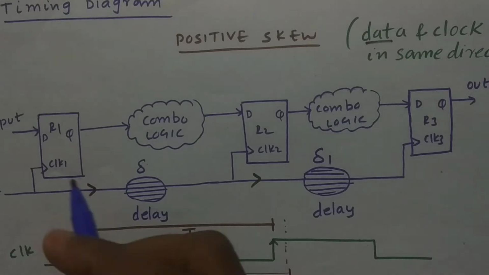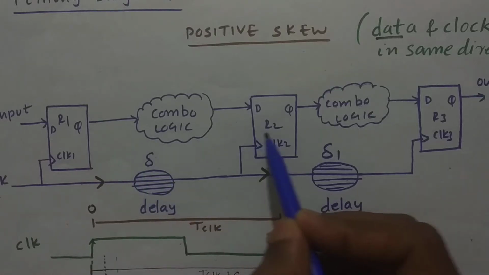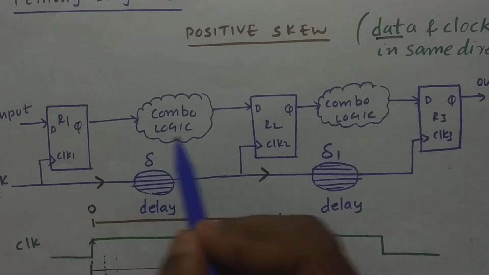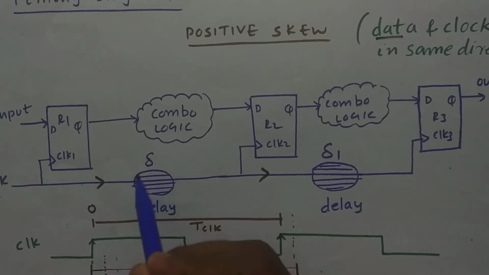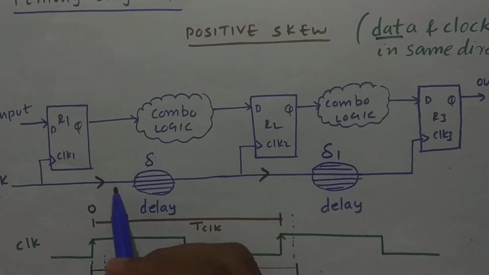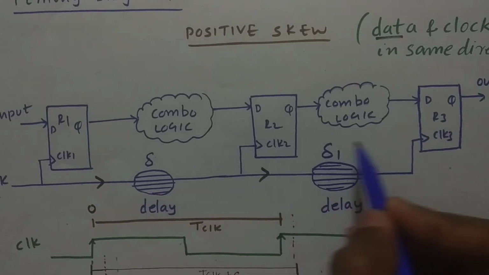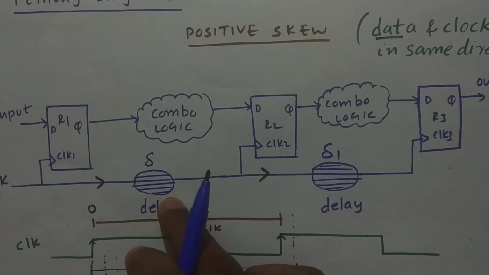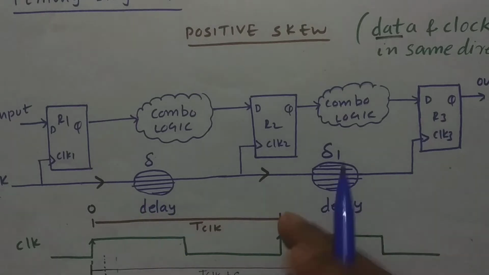Now I'm going to take this example where we have three flops R1, R2 and R3 connected with some combinational logic in between, and the clock delays are also considered. Here the clock needs to travel from clock 1 to clock 2 to clock 3, so there is a certain delay over here. Now I'm going to show you the timing diagrams, how it will look and how the timing delay will affect the clocks.